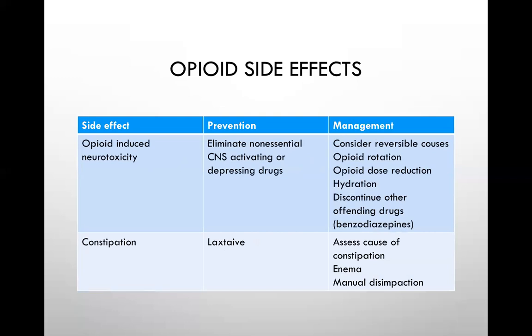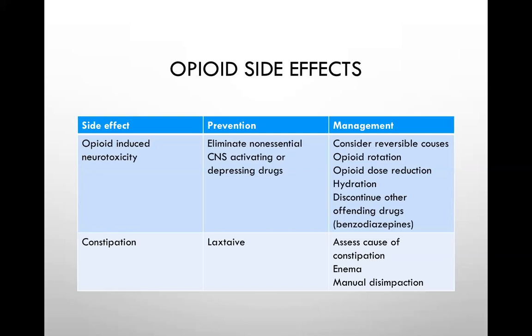Opioid-induced neurotoxicity: try to avoid it by eliminating non-essential CNS activating or depressing drugs. For management, identify other possible reversible causes which could lead to neurotoxicity. It could be metabolic disorders, hyponatremia. Consider opioid rotation, hydration, opioid dose reduction, and discontinue other offending drugs like benzodiazepines.